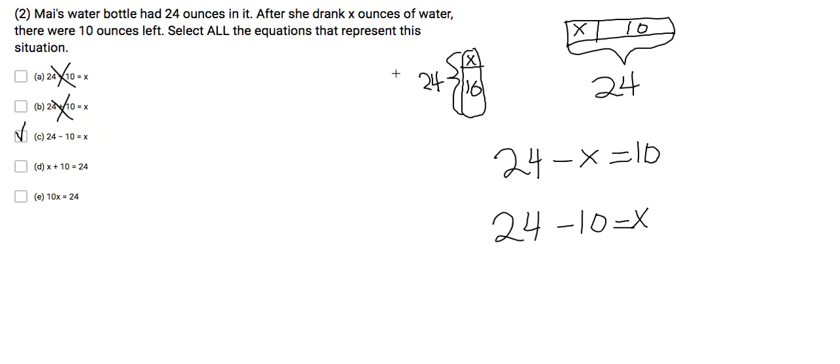X plus 10 equals 24. That one looks good because we say we have 10 ounces left over. If we add back what Maya drank, which is X, so 10 plus X, we would get our total of 24 here. So good on this one as well. And like we said before, we're not multiplying 10 times X to get 24, so our two answers here should be C and D.